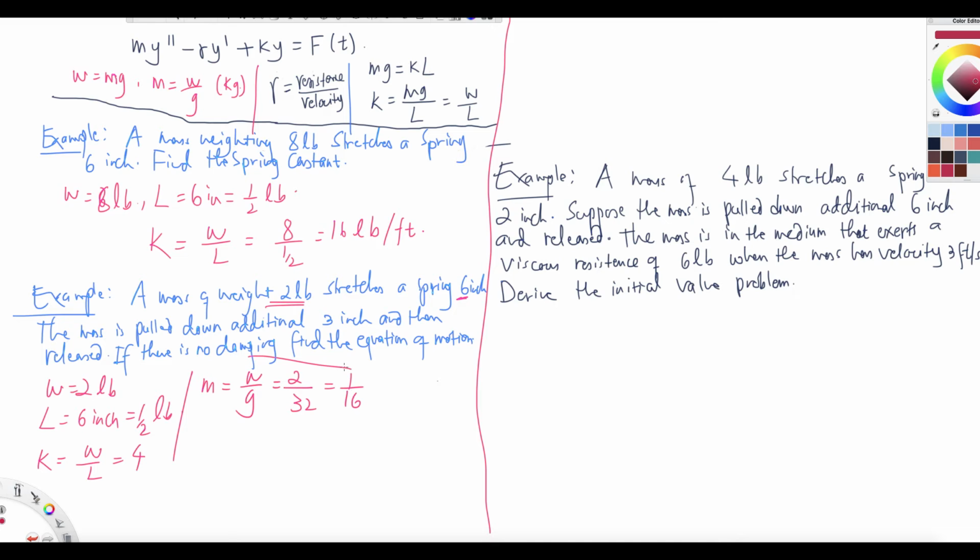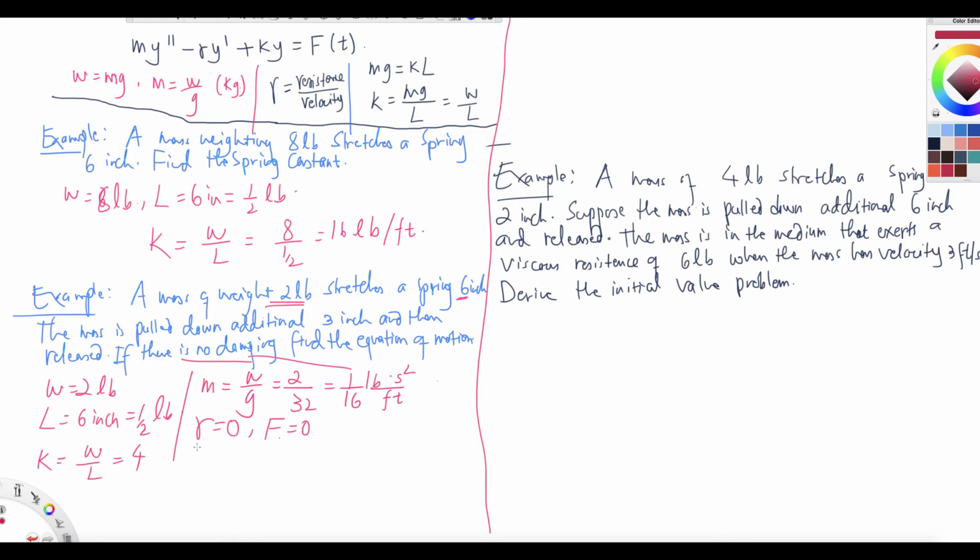That's what you got. The mass is 1 over 16 pound second squared per feet. Okay, so what is the value of gamma? We know we have m, we have k. Gamma is equal to 0 because it says there is no damping. Since there is no damping, gamma is 0, and there is no external force, so F is equal to 0 as well. So what is the equation of the motion here?